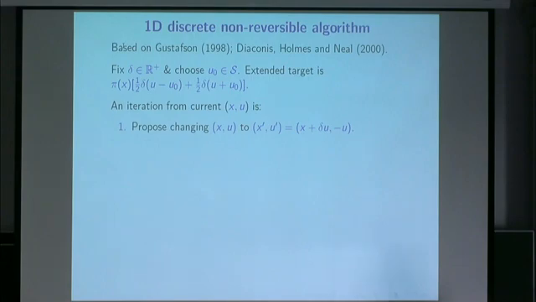Okay, so what's an iteration? Well, the first thing is we'll just make a proposal. We'll propose changing from position x and velocity u to position x plus delta times u and velocity minus u. And the key idea is if I do that proposal twice, so if I'm now here, then I'll add delta times this, so I'll go back to x, and I'll flip minus u back to u. I'll get back where I started.